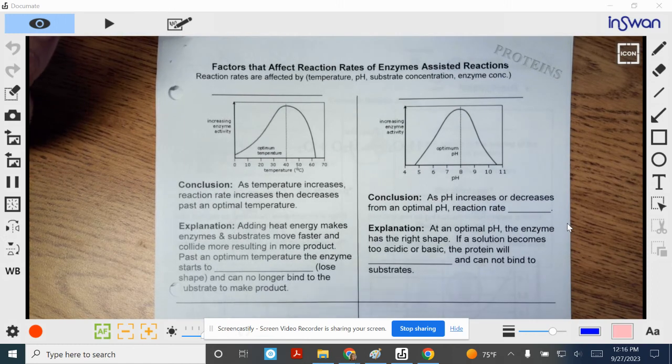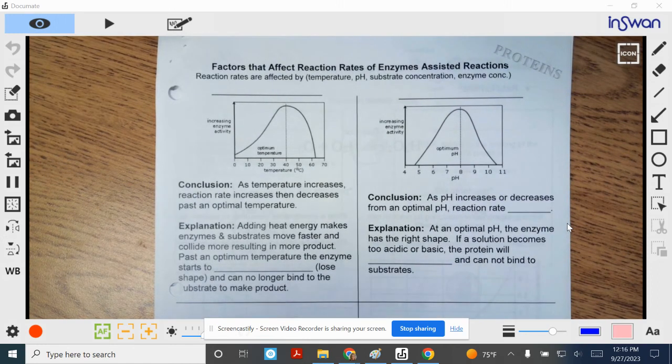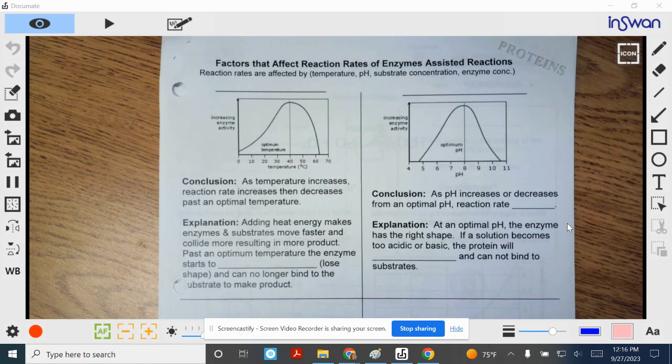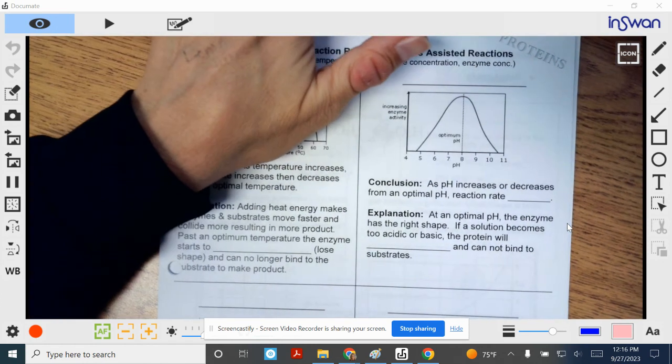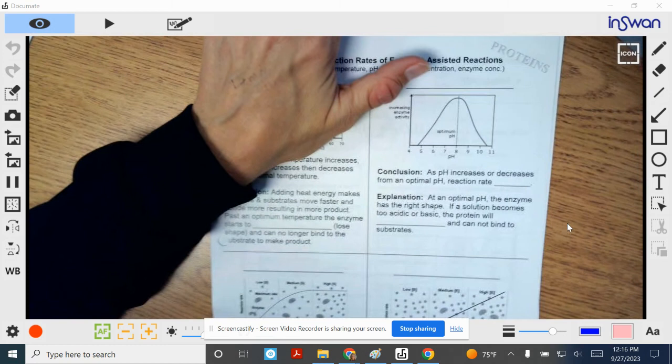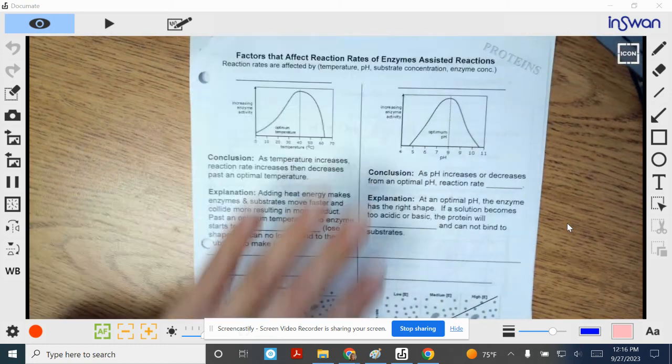In this lecture, we're going to talk about factors that can speed up how fast enzymes are catalyzing a reaction. I have this zoomed out a little bit on this note page because I want to show you a quick demo first.